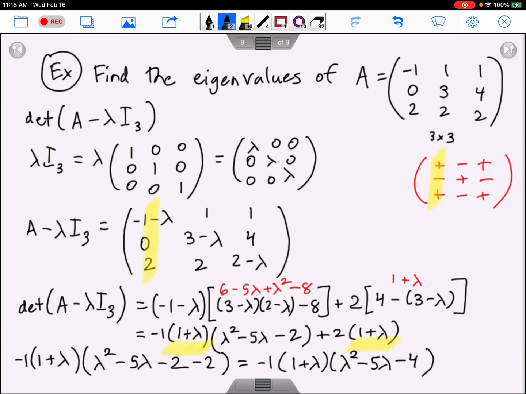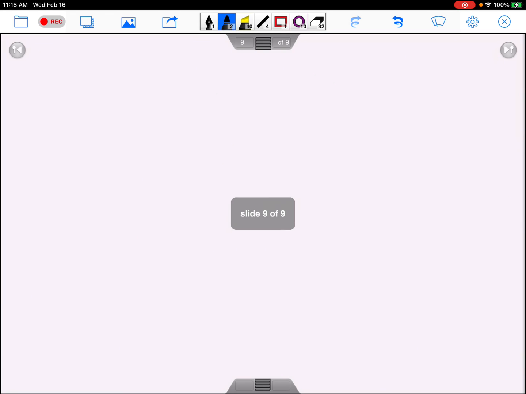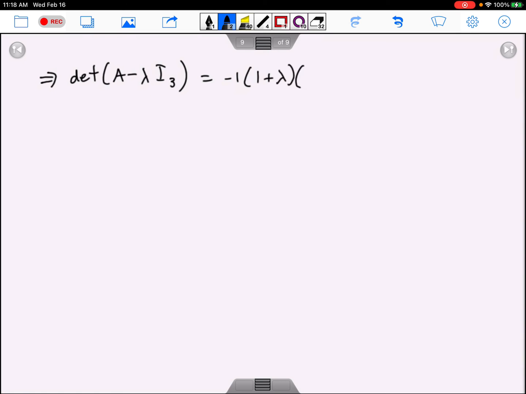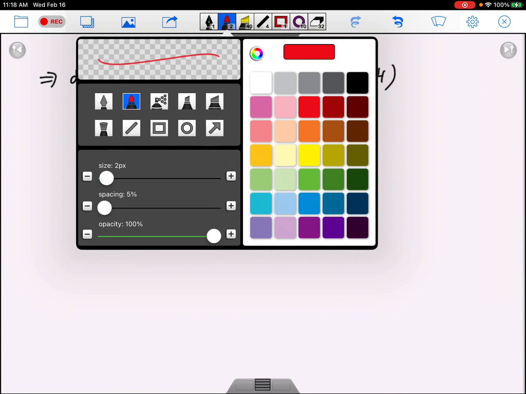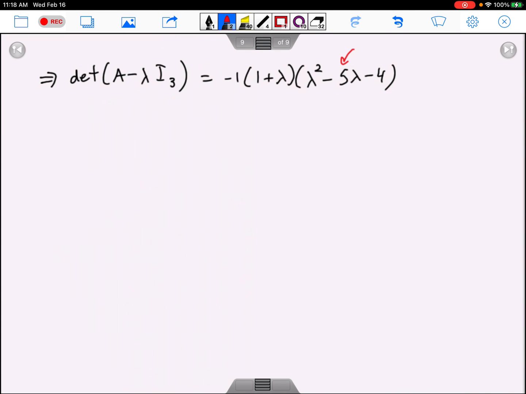Let me continue this on the next page because we're running out of space here. So the determinant of A minus lambda I3 is equal to, in factored form, -1 times (1 plus lambda) times (lambda squared minus 5 lambda minus 4). And by the way, this guy does not factor. This is not factorable, okay?